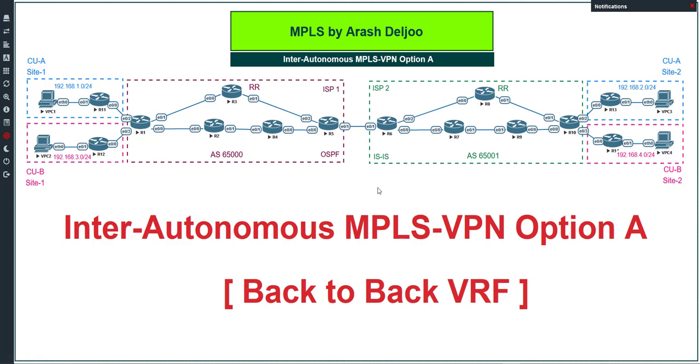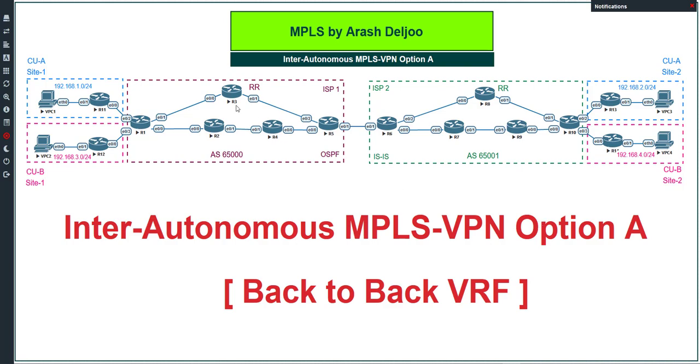Finally, let me emphasize that between R5 and R6 we don't have MPLS. Here we have only IP services. Let me start the configuration step by step, and after that we can configure, for example, option A, and also understand option A.